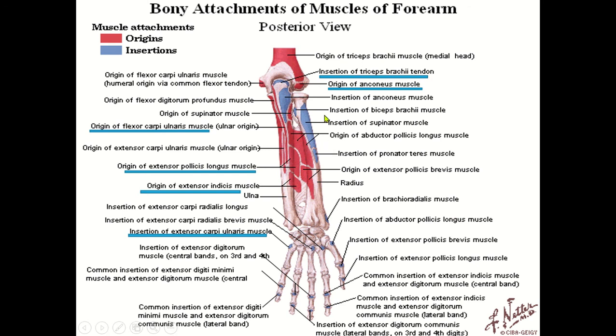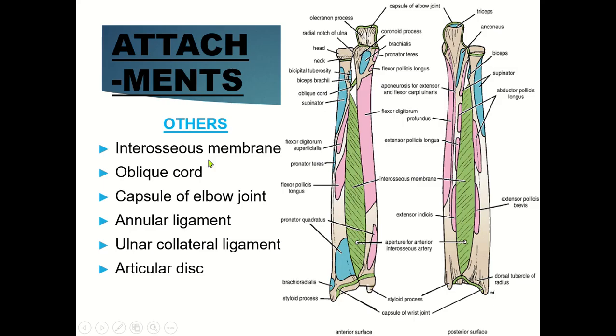This is a posterior view. Here we can see there is an insertion of the triceps brachii tendon here on the olecranon process, origin of anconeus muscle, and origin of flexor carpi ulnaris, origin of extensor pollicis longus, origin of extensor indicis muscle, insertion of extensor carpi ulnaris muscle. The other attachments are the interosseous membrane, oblique cord, capsule of the elbow joint, annular ligament, ulnar collateral ligament, and articular disc.